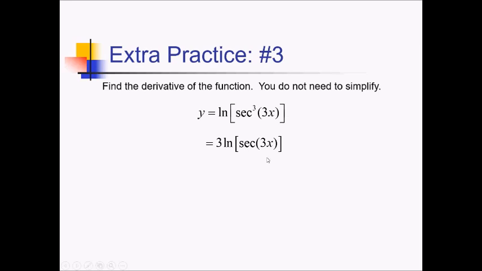And now I'm going to use the chain rule. So on the outside, I've got 3 ln of something. Well, the derivative of that is going to be 3 over the something. So 3 over secant of 3x in this case.